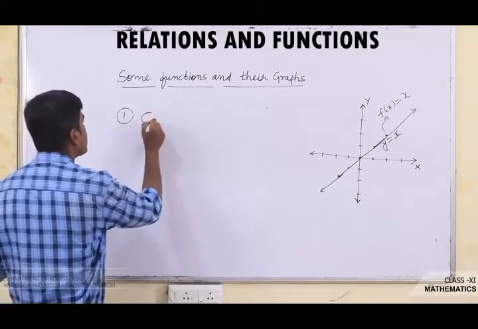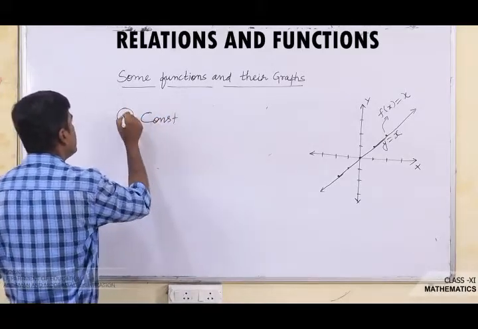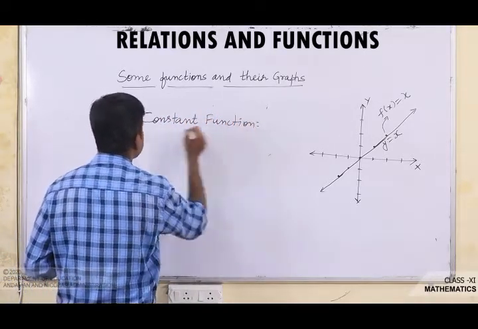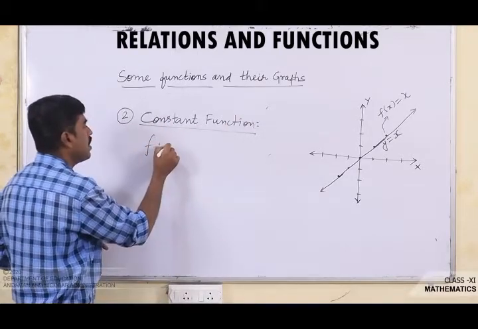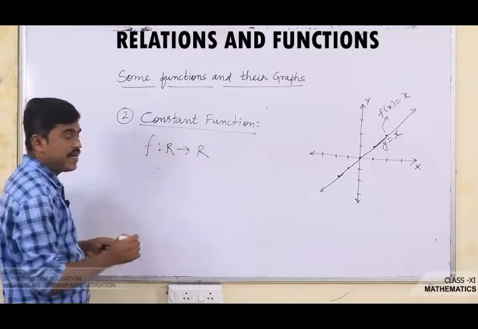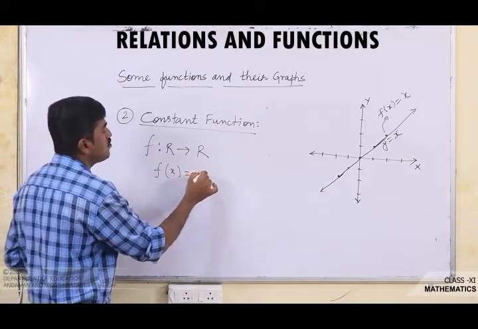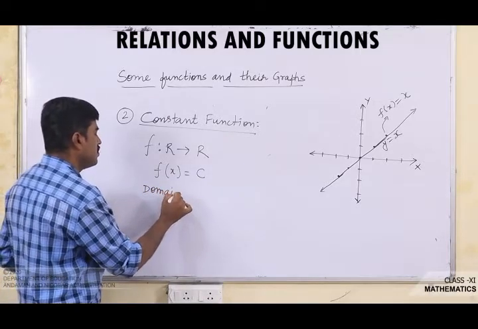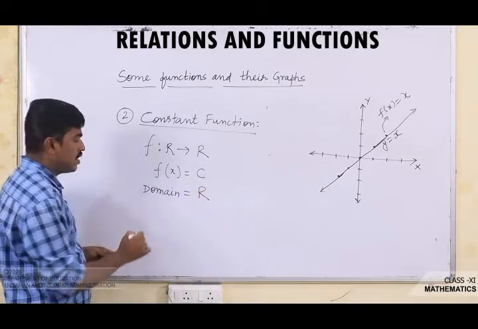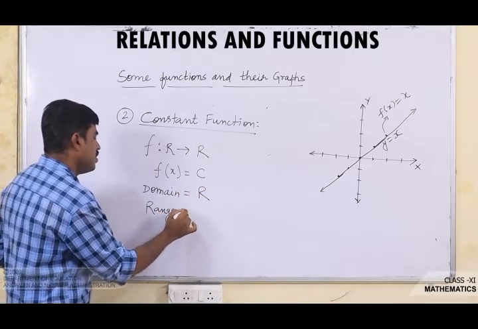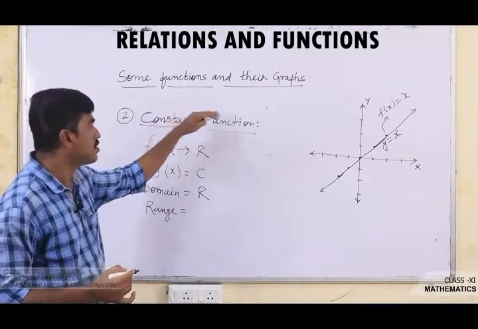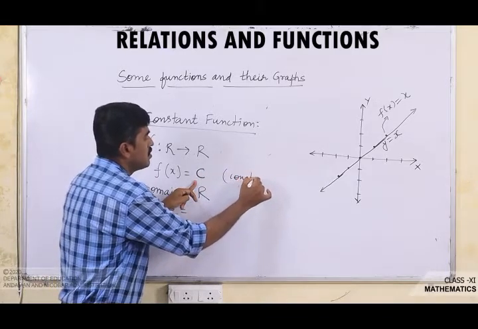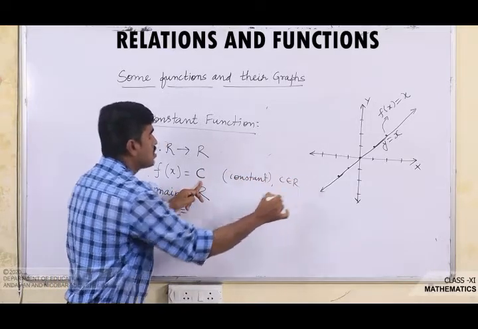The constant function. A function f from R to R defined by f(x) = c, some constant c. Here the domain of the function is the set of real numbers, and what about the range? Here the name of the function is constant function, which means the image is constant. Here c is some constant, c belongs to R. c is also a real number.